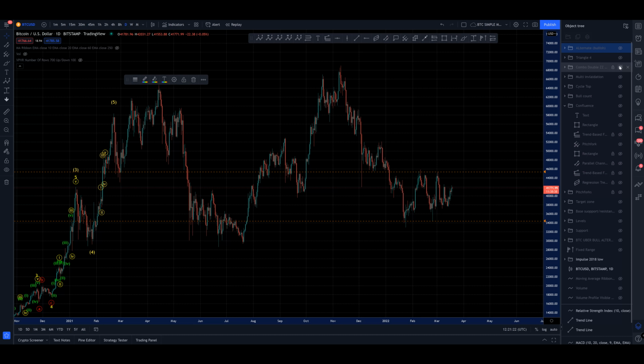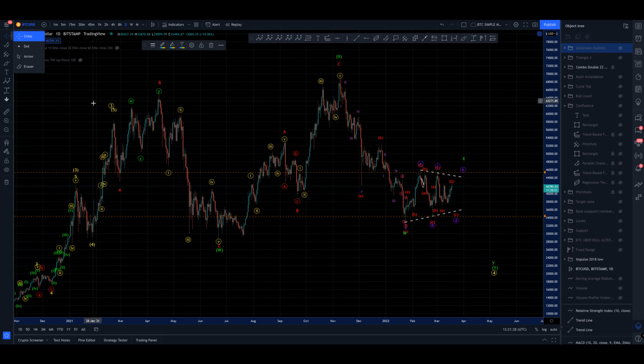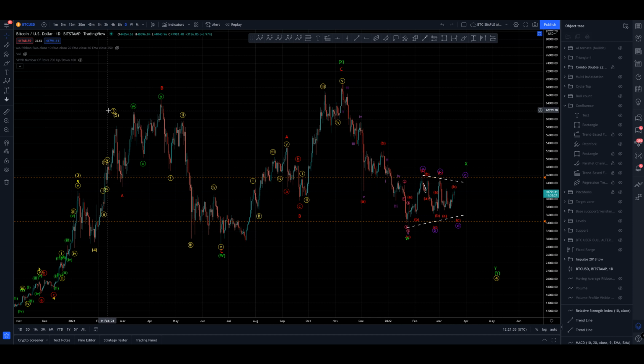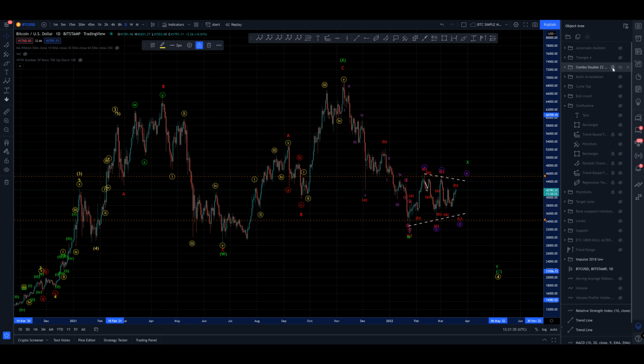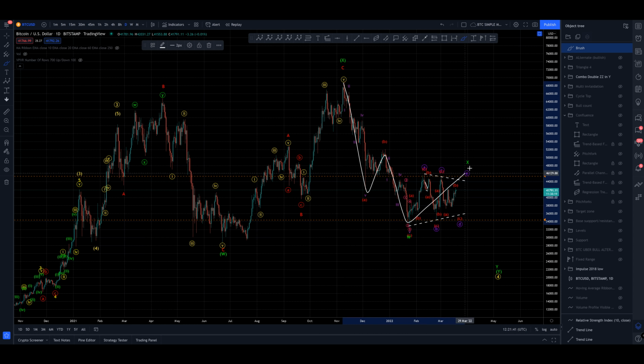Okay, so the next one, double combo ZZ. Now this one is causing a little bit of, I wouldn't say controversy, but we've gone back and forth on this in the group a few times, trying to figure out whether, it has been locked, whether it's legit to have a double zigzag inside of a Y wave.